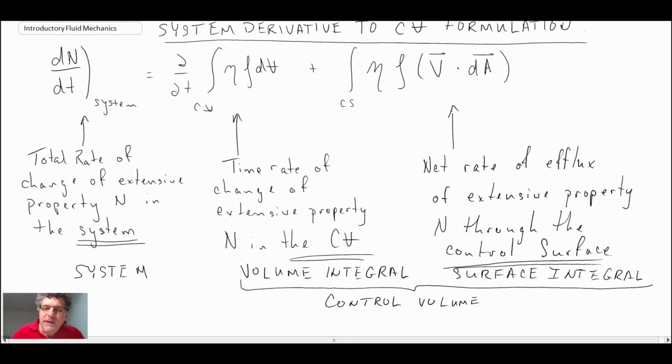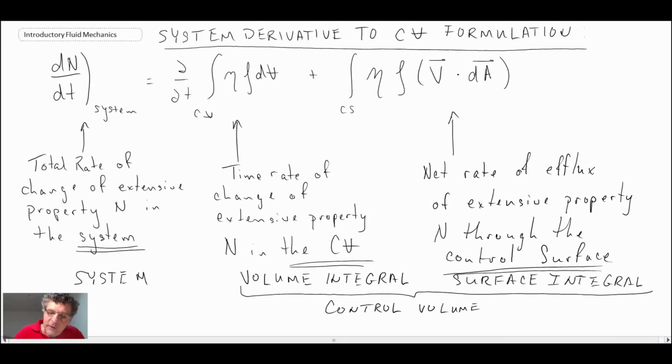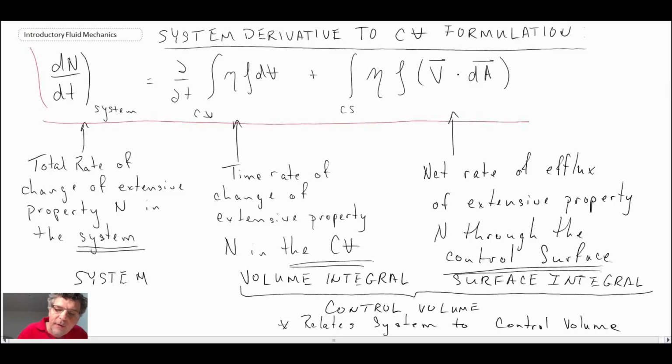And so this relationship then relates our system to the control volume. And the utility of having this relationship is that it enables us to apply the basic laws, and remember the basic laws only apply to fixed mass systems, to a control volume, where you have mass crossing the boundary, which is typically what we have in fluid flow.